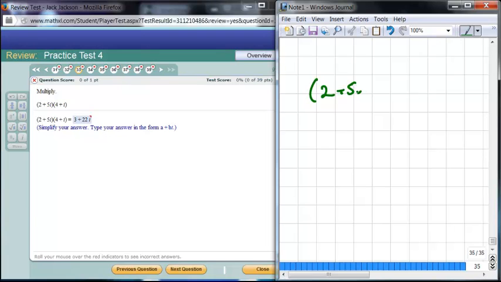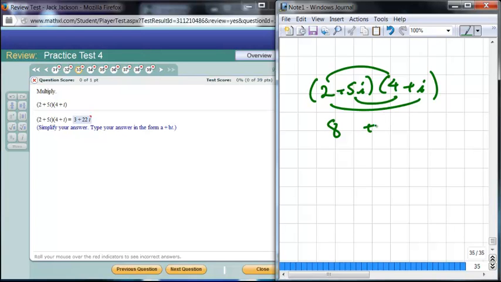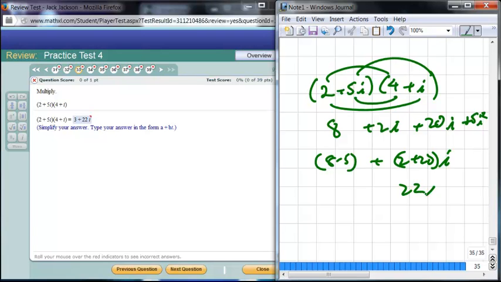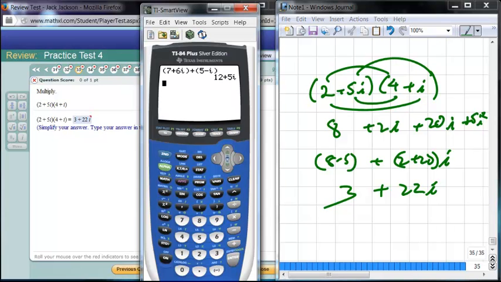2 plus 5i times 4 plus i, you just do FOIL. That's 8 plus 2i plus 20i plus 5i squared. 5i squared is minus 5, so this is 8 minus 5. This is 2 plus 20i. So it's 3 plus 22i. But again, the calculator will actually do this. 2 plus 5i, and then implied times here, 4 plus i.